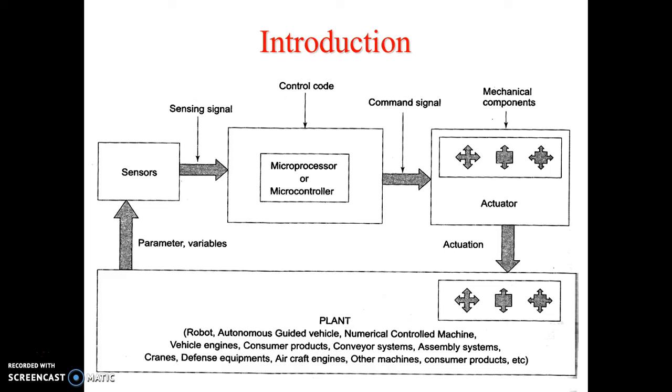The signals from sensors are controlled by a microcontroller or microprocessor, which gives command signals to the actuators, and the actuators produce the mechanical movement of the components. These are the basic uses of actuators in robots: autonomous guided vehicles, numerical control machines, vehicle engines, consumer products, conveyor systems, assembly systems, cranes, defense equipment, aircraft engines, and other machines.